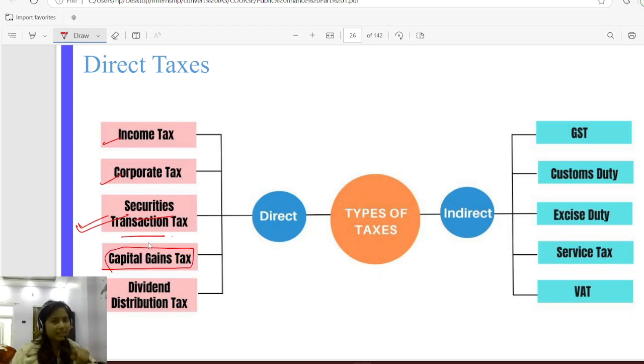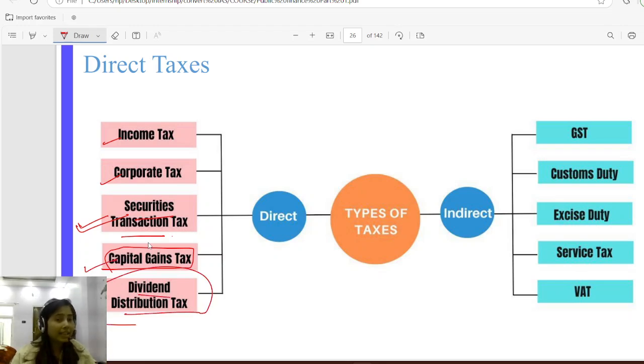Capital gain tax I'll be discussing separately in different slides, but just for given context. Capital gain tax: you are earning a huge amount after selling your property, such as a house, land, or a vehicle. Then you are earning a huge amount at one point in time, so at that point you have to pay a certain amount in the form of capital gains tax because you are gaining capital.